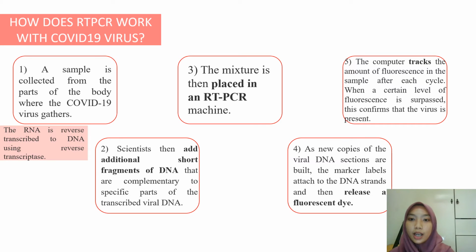The fourth step is as new copies of the viral DNA sections are built, the marker label attached to the DNA strand and then release a fluorescence dye which will be measured by the computer machine and will be presented in real time on the screen. The last step is the computer checks the amount of fluorescence in the sample after each cycle. When a certain level of fluorescence is surpassed, this confirms that the virus is present in the sample.